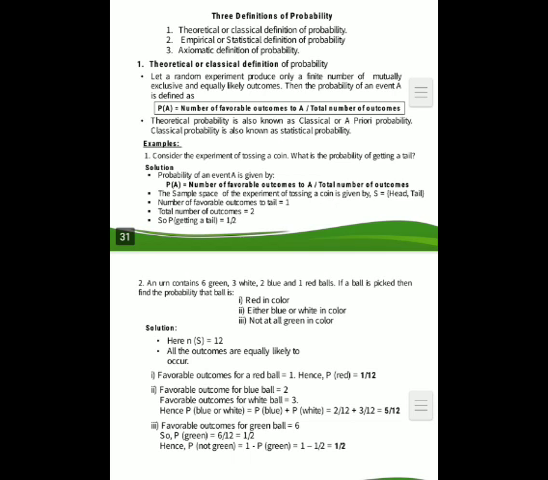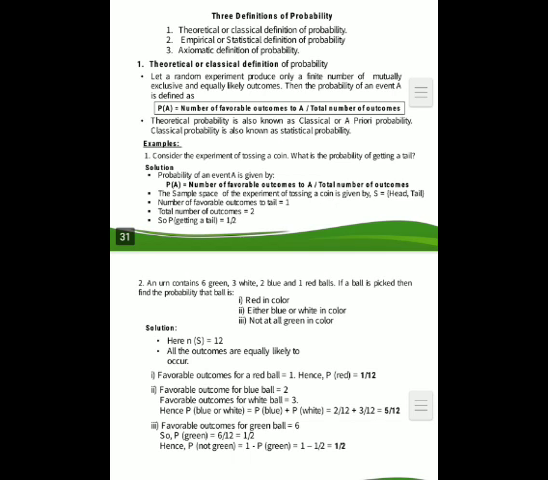Another example. An urn contains 6 green, 3 white, 2 blue, and 1 red balls. If a ball is picked, then find the probability that the ball is 1, red in color, 2, either blue or white in color, 3, not green in color. Solution. Here n is equal to 12. All the outcomes are equally likely to occur. Favorable outcomes for a red ball is equal to 1, hence P(red) is equal to 1 over 12.